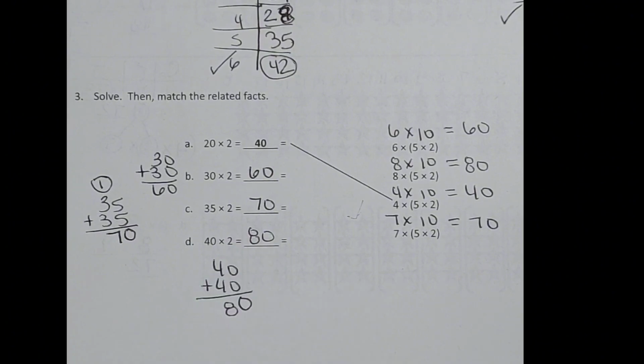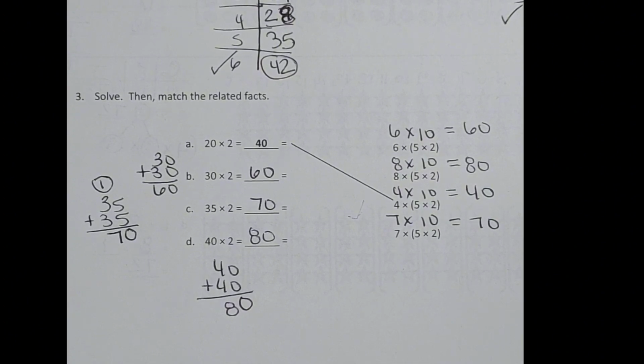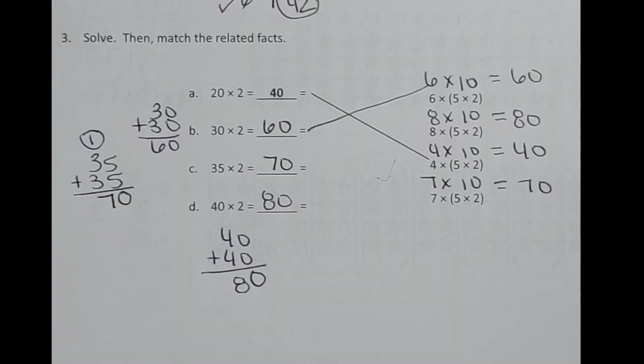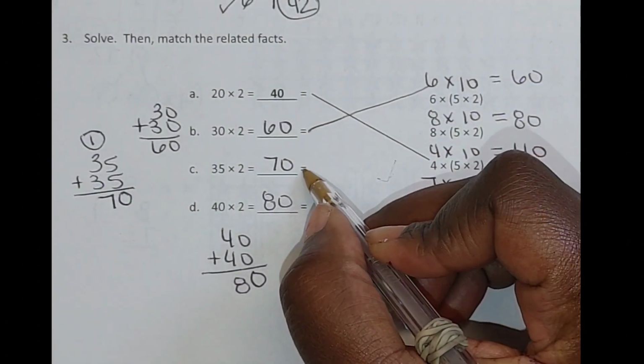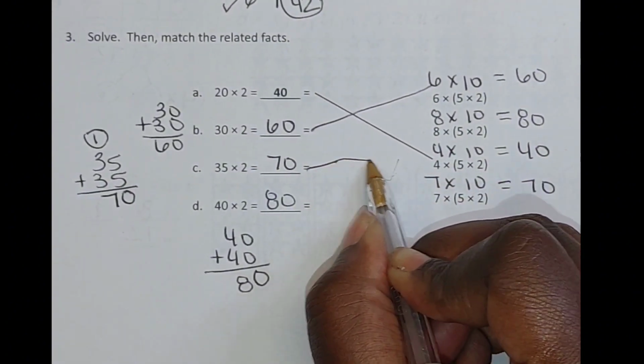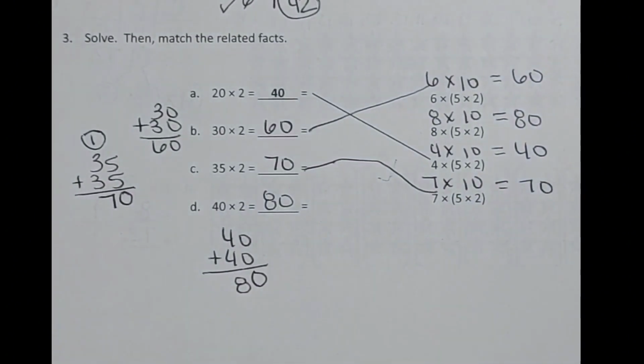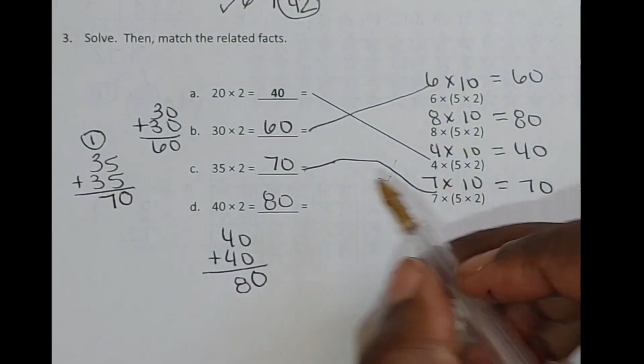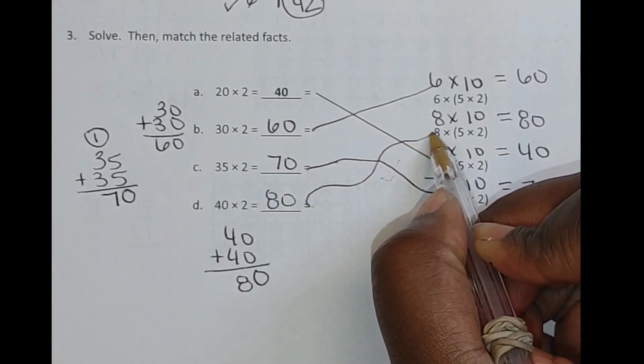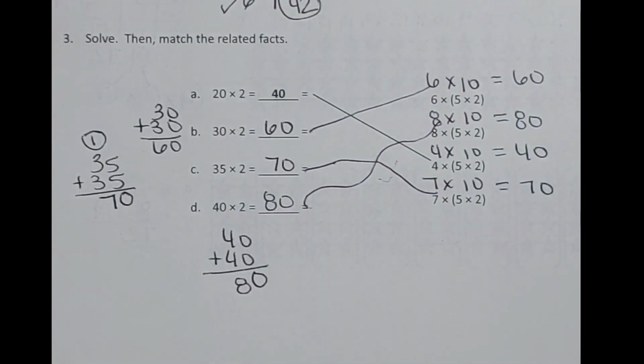All right, now we solved the equations on the left. And we've solved the equations on the right. And now we're going to match the related facts. All right, so B, C goes to this one, and D gets matched to that one.